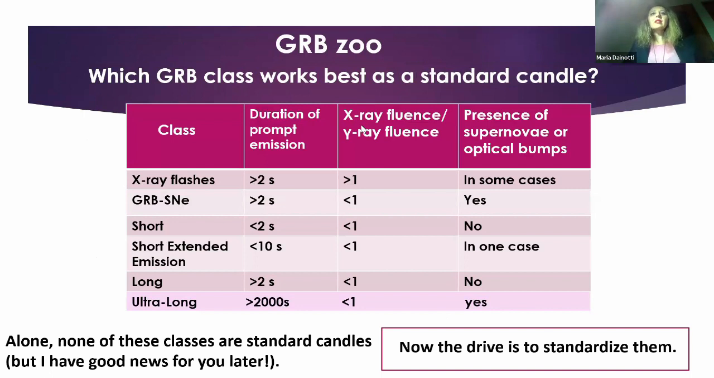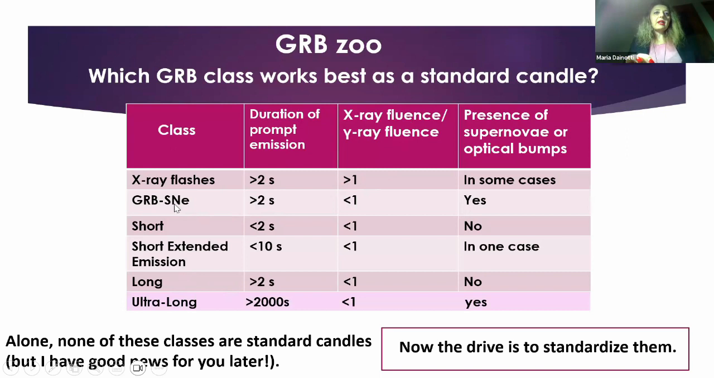favor. So I like calling this problem the GRB zoo, because you have several classes of gamma ray bursts. I mentioned that we have the short GRBs, short duration GRBs, that have the duration of the prompt emission less than 2 seconds, the long GRB greater than 2 seconds. Then we have the other classes. X-ray flashes have the ratio between X-ray fluence and gamma ray fluence greater than 1.